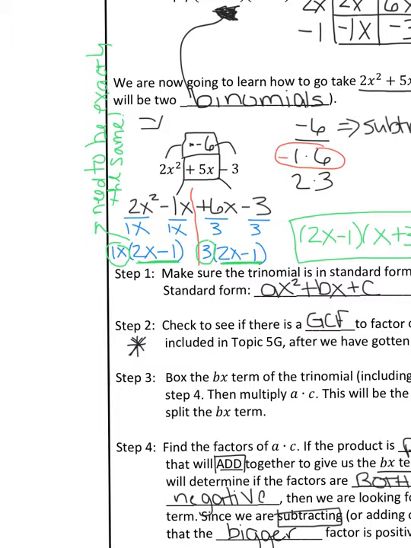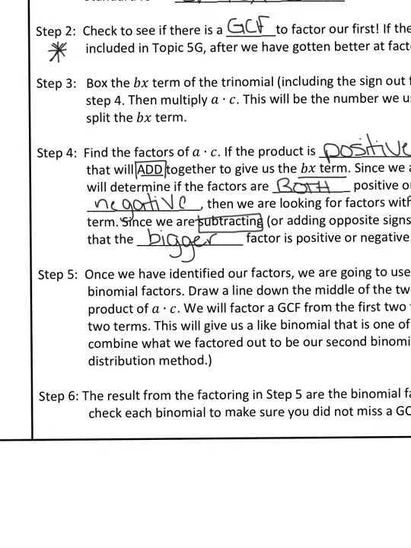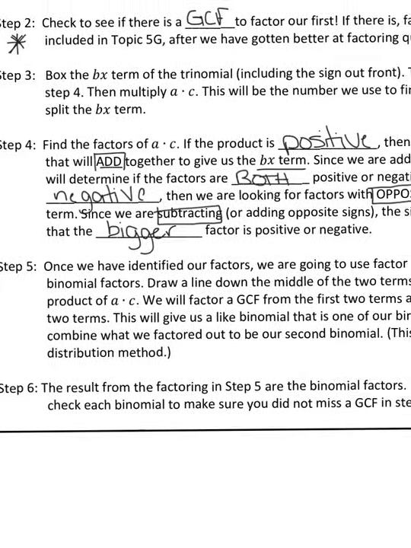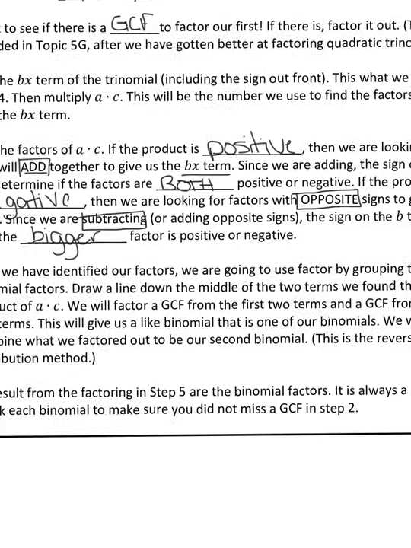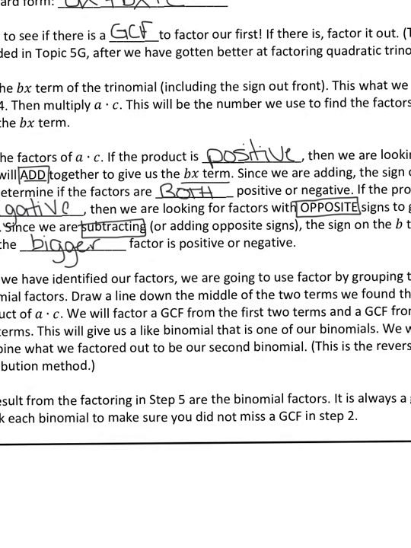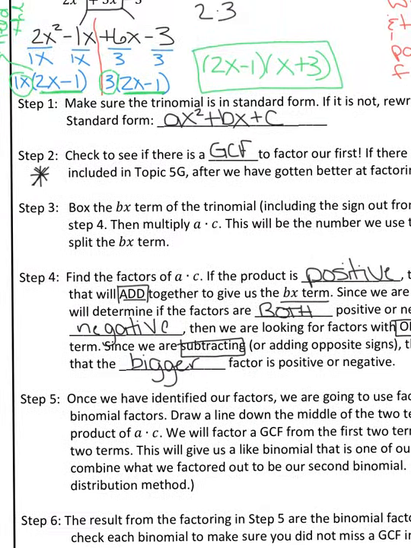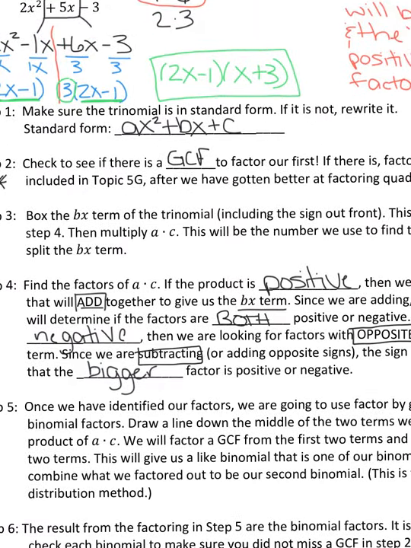All right, so then what's it say? Then the result from the factoring step 5 are the binomial factors. It is always a good idea to check each binomial to make sure you did not miss a GCF in step 2. We will talk about that in our next set of notes next week about missing it. If you do miss it, that's fine. Then you just need to make sure you take it out at the end. But we will talk about all of that more next week. Right now, we're just going to practice factoring. All right, so that is in a nutshell how it's going to work.